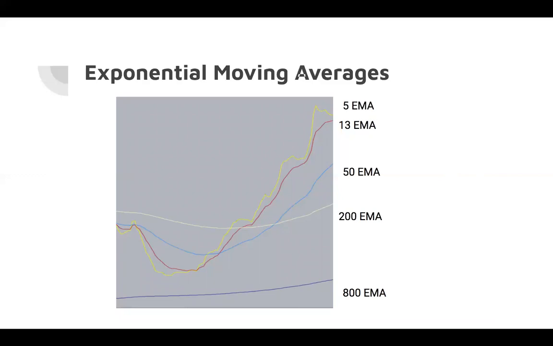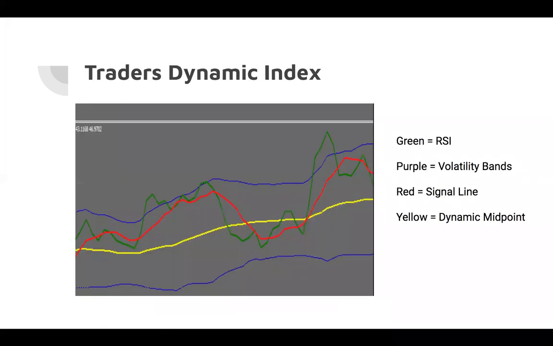The 5 is not really the most important, but from 13 to 800, these are the most important exponential moving averages that you're going to have on your templates anyway. So you need to have these moving averages on your charts at all times. And what I'm going to show you guys is how to really read the trend, because the EMAs are very useful when it comes to identifying the level that you're in. And then finally, you need to learn to read the positioning of the RSI and the volatility band and the signals and the dynamic midpoint within a TDI, the Traders Dynamic Index.